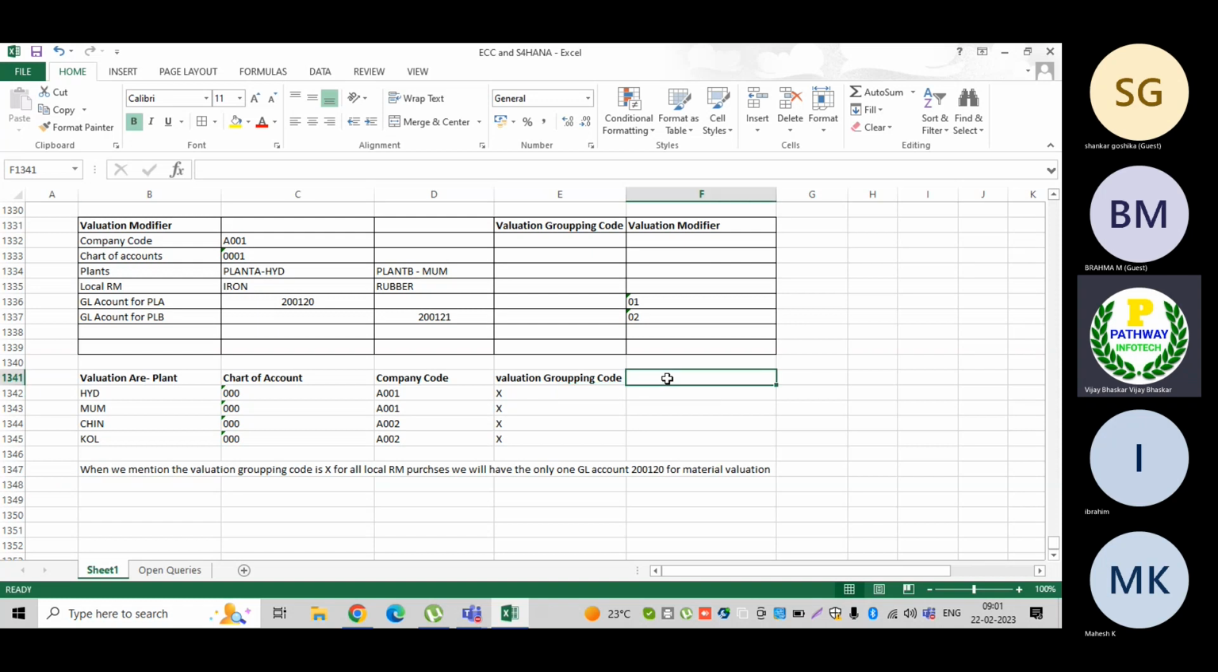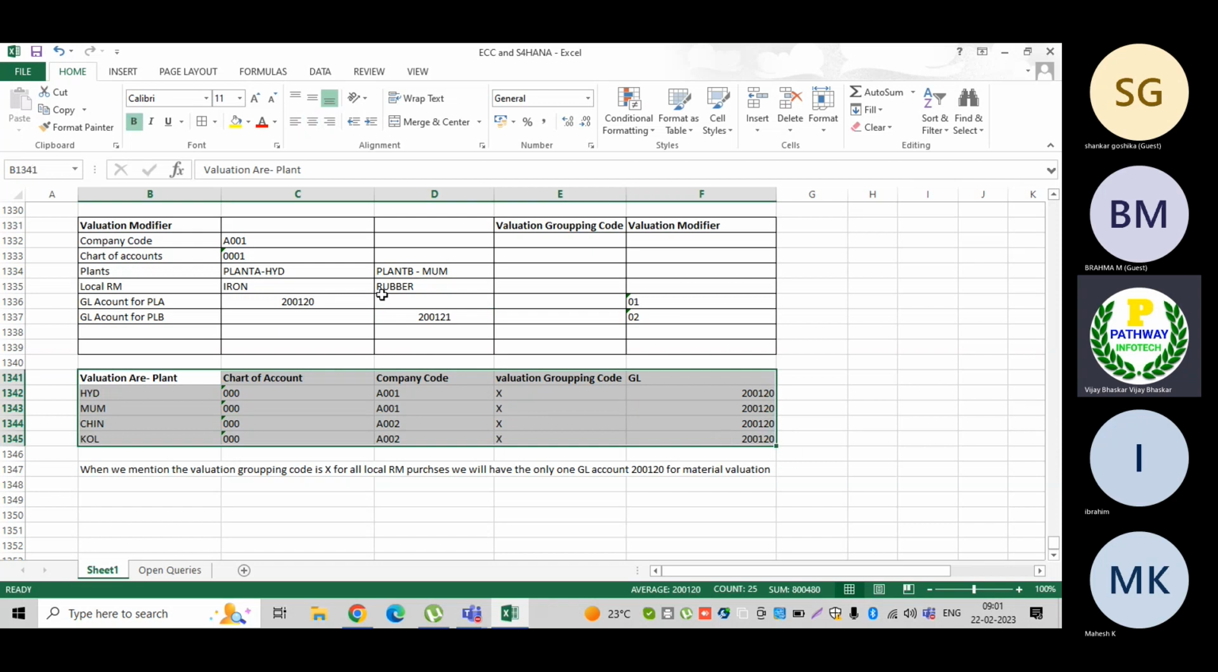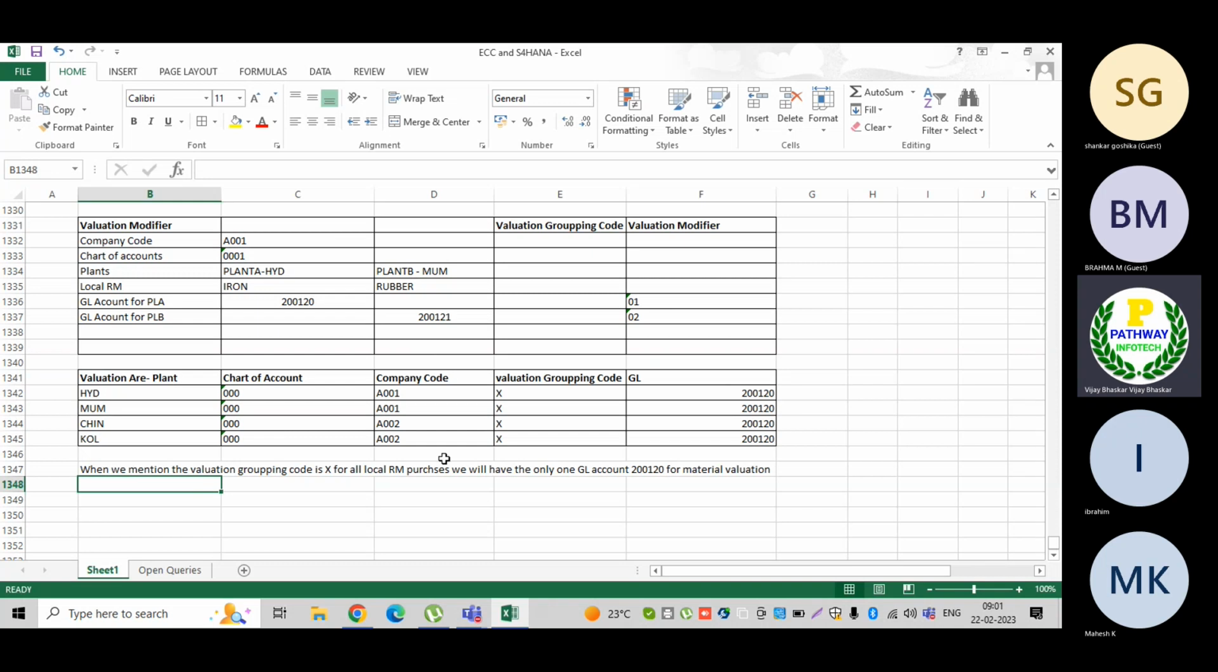In terms of the GL account, there is no need to map the GL. If I want to have a GL account here, I will have only one GL account for all these things. Because the valuation grouping code here is not the same, the GL accounts are different. This can be achieved either for one company code or for multiple company codes. Whatever it may be, you need to understand this scenario, it is important for you.